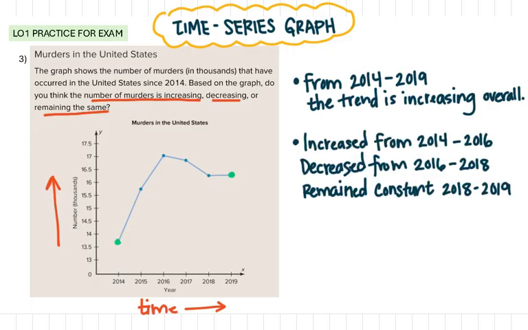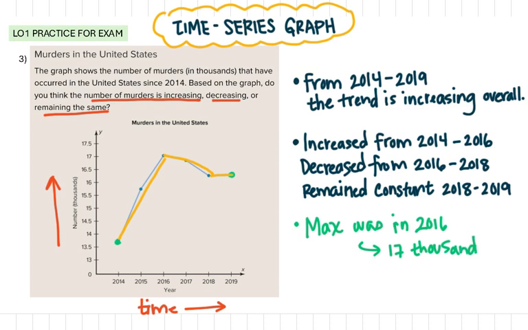Now, I could also break it down a little more and say it increased from 2014 to 2016, decreased 2016 to 2018, and remained constant between 2018 and 2019. So that would be breaking it down a little bit more. You could also just talk about the max. The maximum was in 2016, and it was about 17,000 murders. Okay. So again, not much to study about this, but just be able to read a time series graph and understand it.